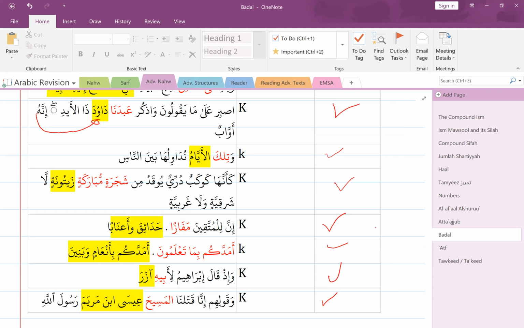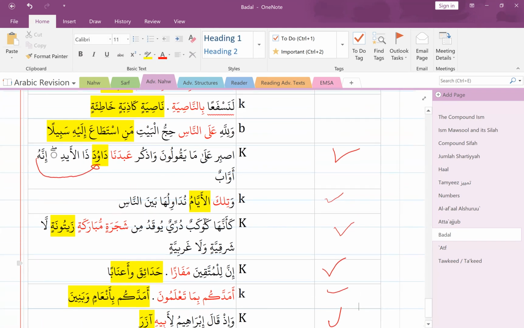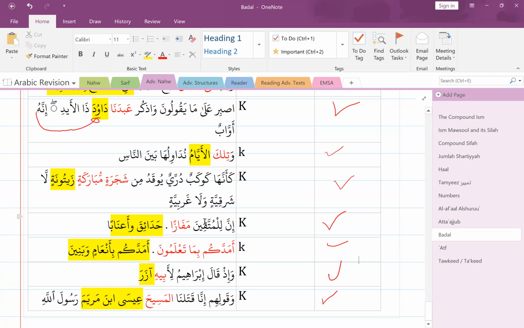Badal, guys, we are pretty much done with badal. Okay. Can we have two badals one after the other? Like Isa ibn Maryam would be one badal and then Rasulullah would be another one?